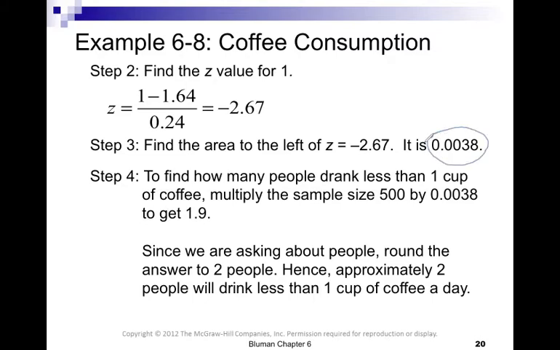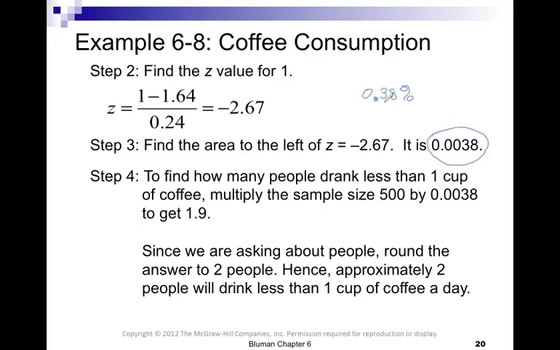That is the area under the curve. So the probability, or the percent of people that drink less than 1 cup of coffee, is very small. It is 0.38%. So if the question is what percentage of the people, or what's the probability of people drinking less than 1 cup of coffee, it's 0.38% of the people, less than 1%.